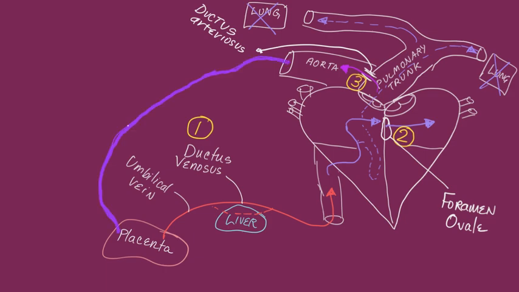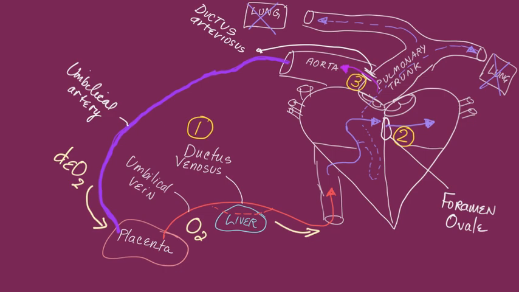Finally, deoxygenated blood returns to the placenta via the umbilical artery. Notice how the placenta is very much like the lungs in that deoxygenated blood enters the placenta and oxygenated blood leaves the placenta.